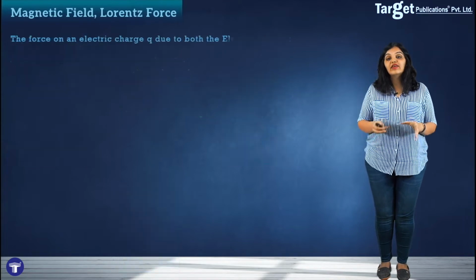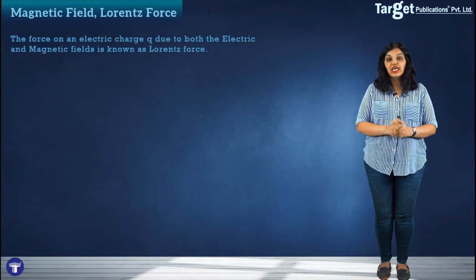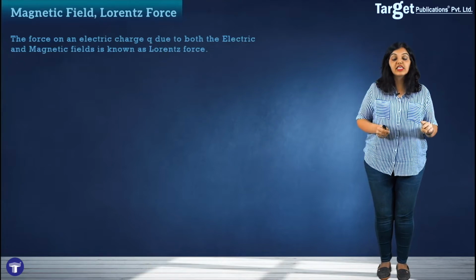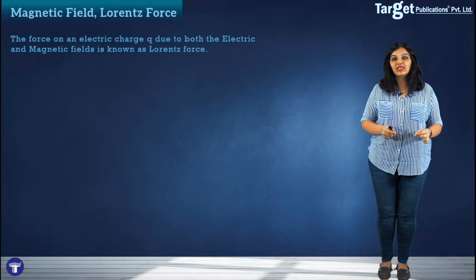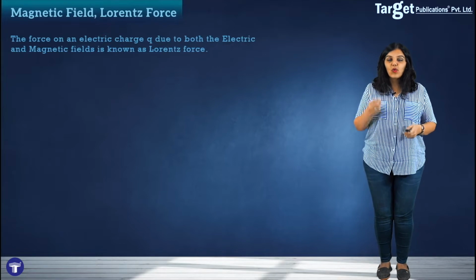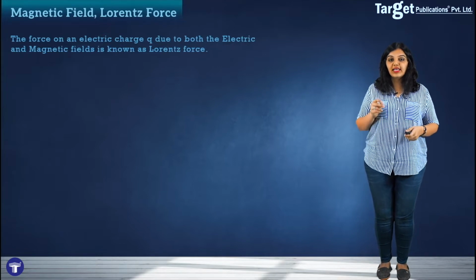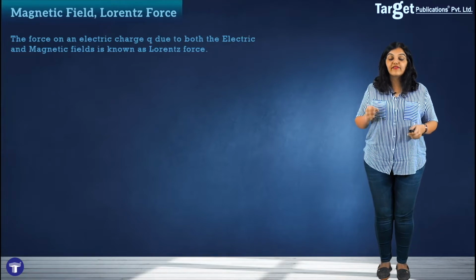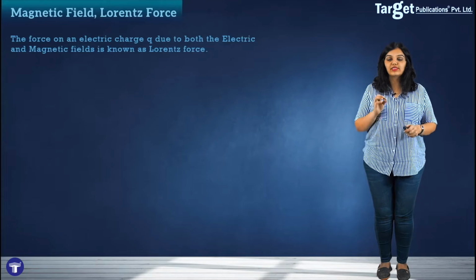And when this moving charge experiences a force, and if it experiences a force due to both electric and magnetic fields, then the force experienced is known as the Lorentz force. So what is the Lorentz force? It is the force on an electric charge exerted due to both the electric and the magnetic fields. Together, it is known as the Lorentz force.